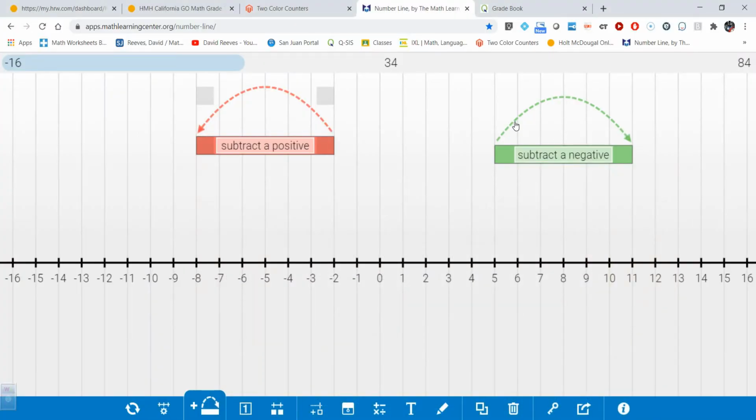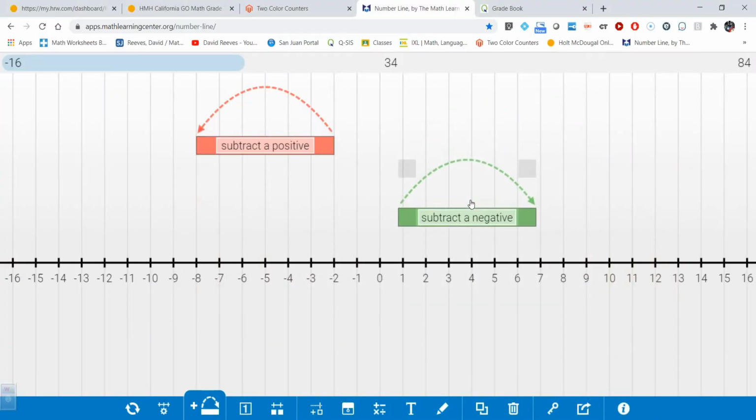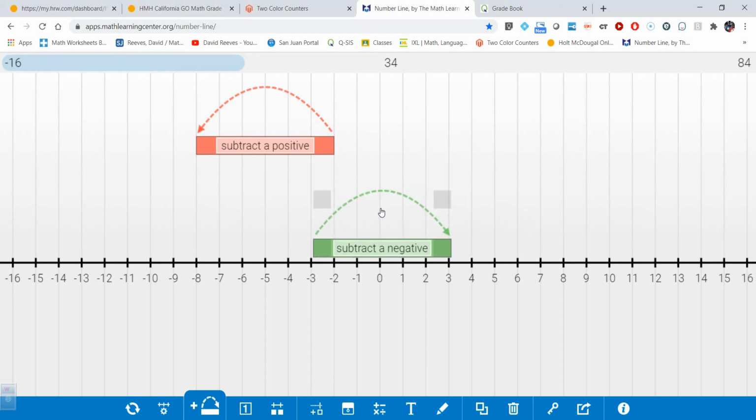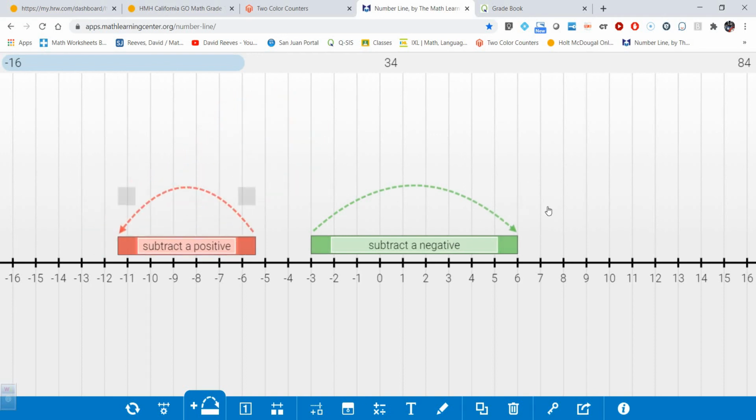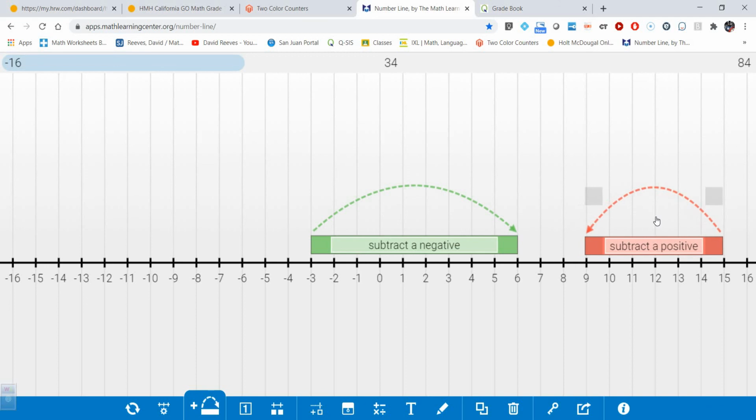All right, so once again, when you are asked to subtract a negative, just start at whatever your first number is and go that many to the right. And when you're asked to subtract a positive, just start at whatever the first number is and go that many to the left. Subtracting a negative goes to the right. Subtracting a positive goes to the left. Subtracting a negative will make the number get larger. Subtracting a positive will make the number get smaller.